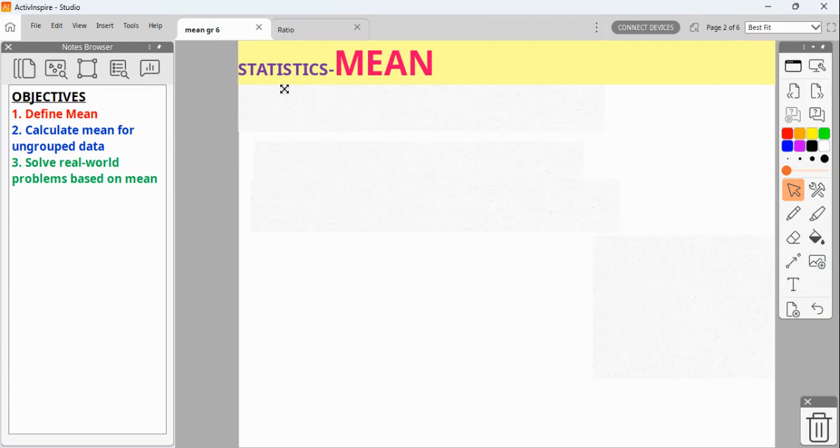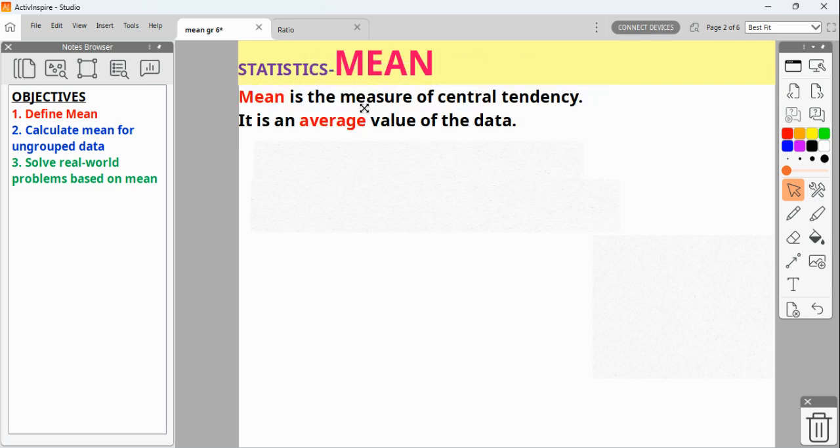Today our lesson is about statistics and our topic is mean. The objectives of the lesson are: define mean, calculate mean for ungrouped data, and solve real world problems based on mean. So let's start. What is mean?